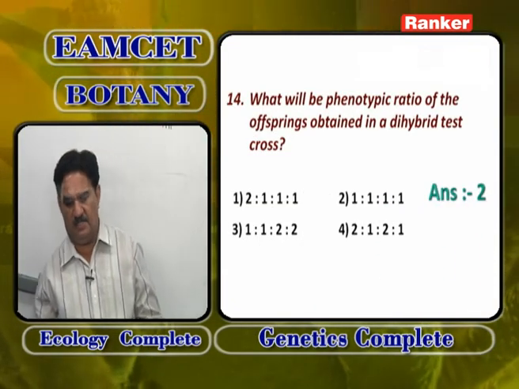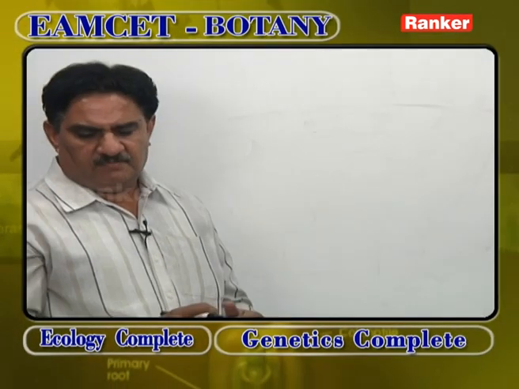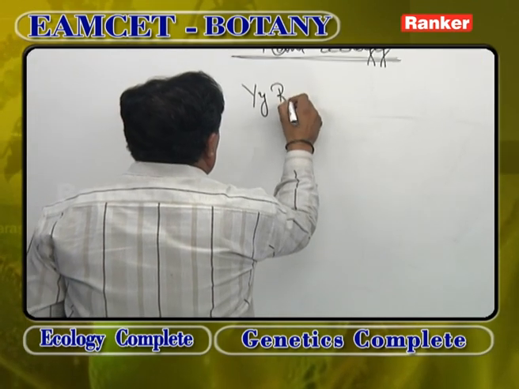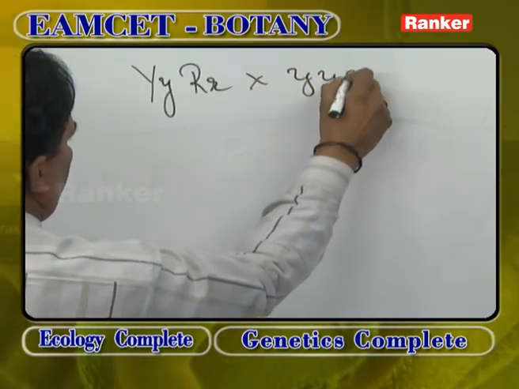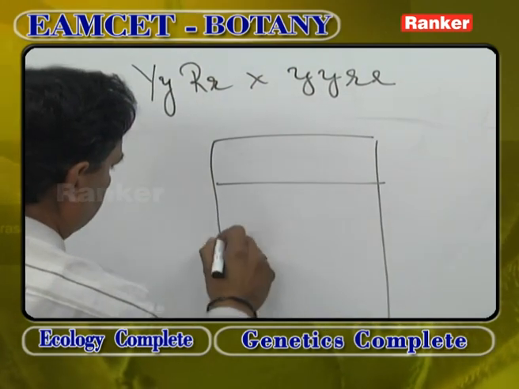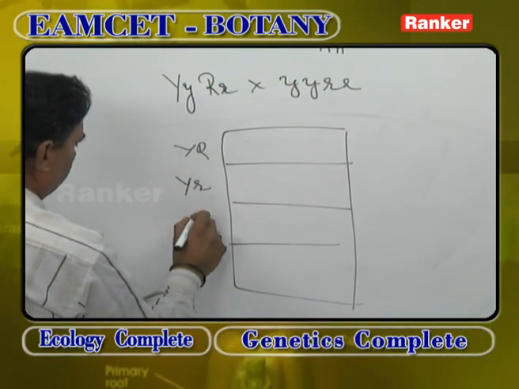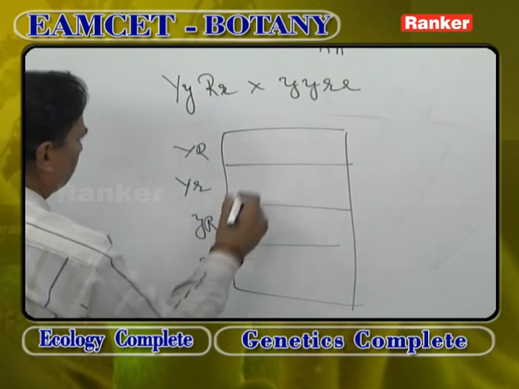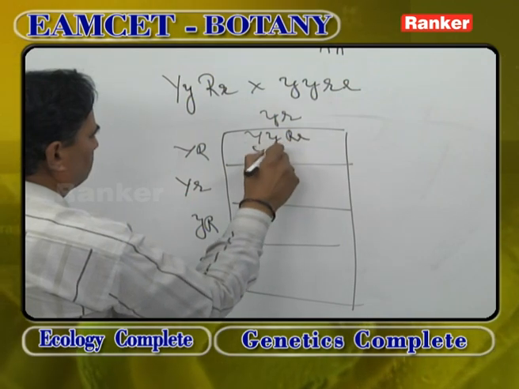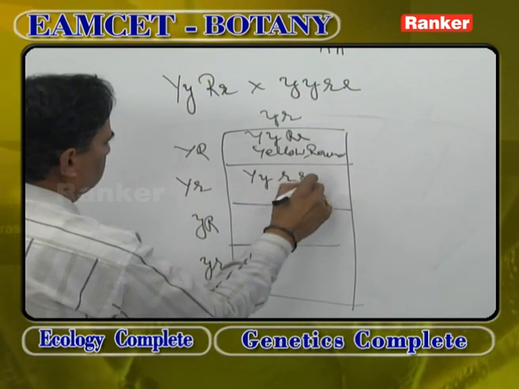What will be the phenotypic ratio of offspring obtained by dihybrid test cross? Dihybrid test cross means capital Y, capital R, small r into small y, small r, small r. If you draw a checkerboard or Punnett square, it comes like this. Capital Y capital R, capital Y small r, small y capital R, small y small r. Here the genes will be only capital Y, small r. So, YY RR, yellow round, dominant is there. Capital Y, small r, yellow wrinkled.